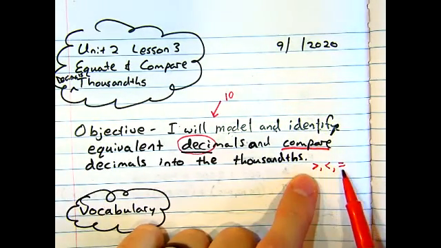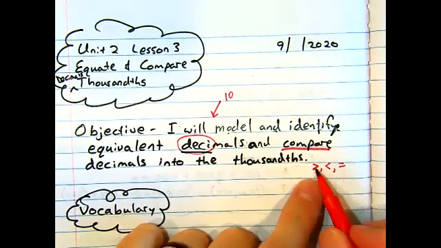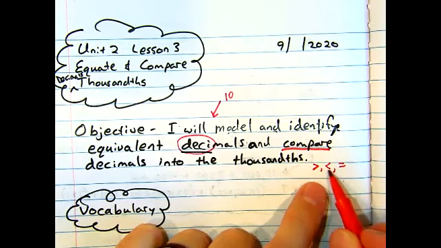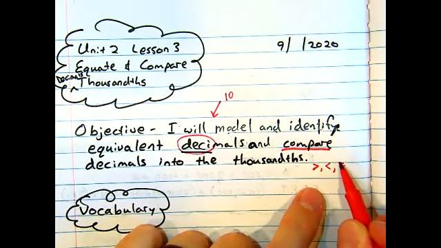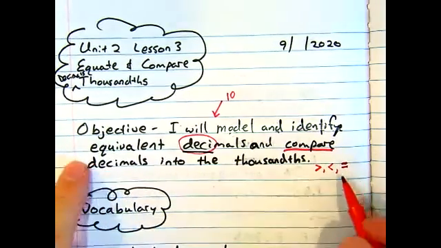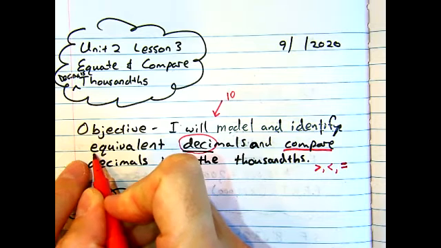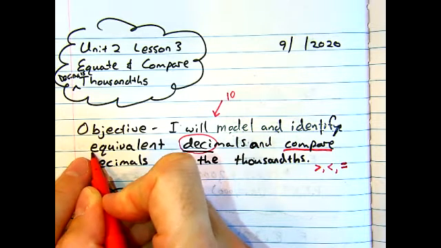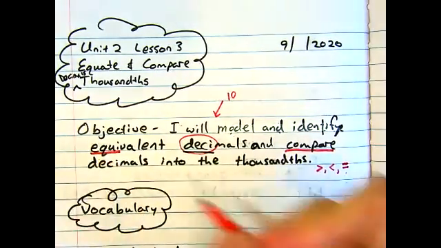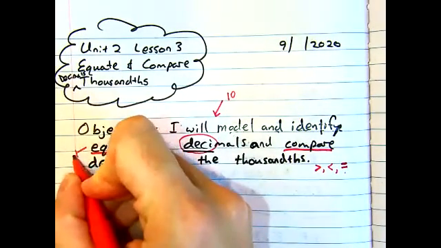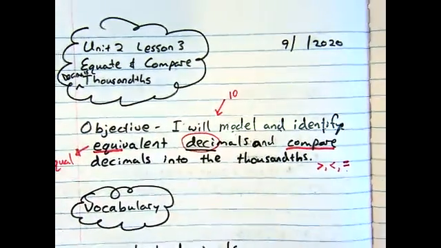I'm sure you memorized these symbols using some form of mnemonic device, whether it's the alligator opens to the bigger number, or if you're pointing at the smaller number. And that last symbol we have here is our equal sign, and that's going to connect to this term, equivalent. Say it once with me, equivalent. Now say it to the ceiling, equivalent. The root equi means equal. So we are looking for equivalent or equal decimals.